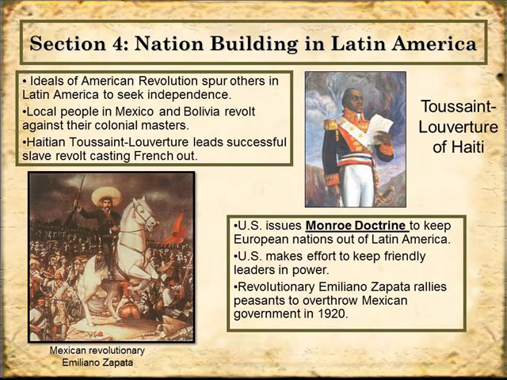If you look, the Monroe Doctrine is, of course, one of the most important documents in American history because we have used it several times, even as recently as the 1960s, to keep foreign interests out of the Western Hemisphere. So that is something that is still used. We used it against the USSR when they were bringing missiles and housing them in Cuba. The U.S. makes an effort to keep friendly leaders in power. Revolutionary Emiliano Zapata rallies peasants to overthrow the Mexican government in 1920.